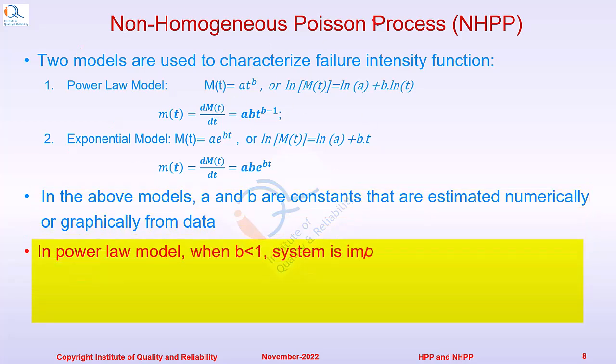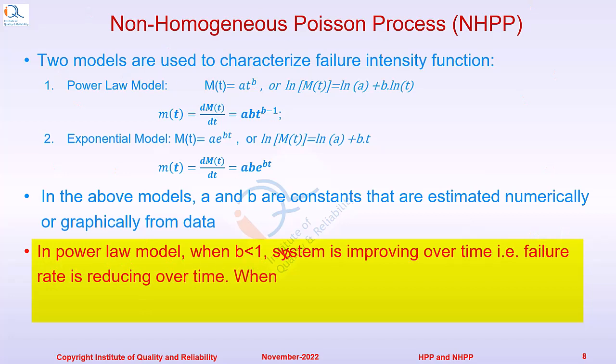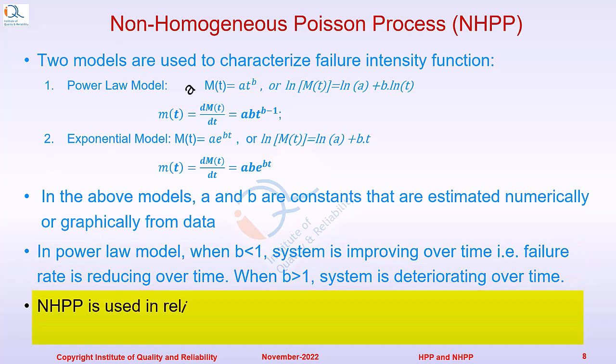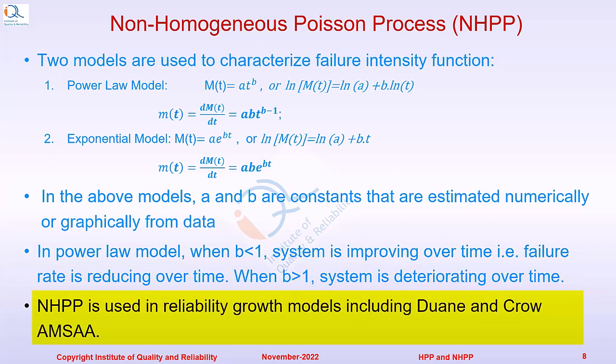In the power law model, where b is less than 1, the system is improving over time. That is, the failure rate is reducing over time. When b is greater than 1, the system is deteriorating over time. NHPP is used in reliability growth models including Duane and Crow-AMSAA models. We will see these models in our subsequent videos.